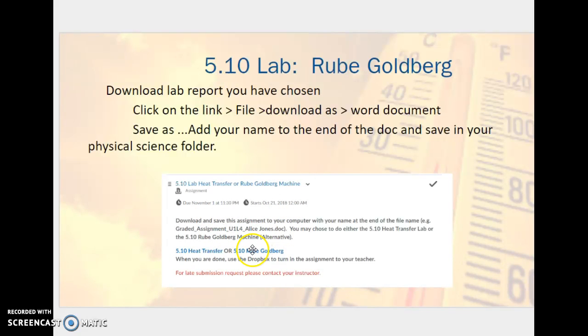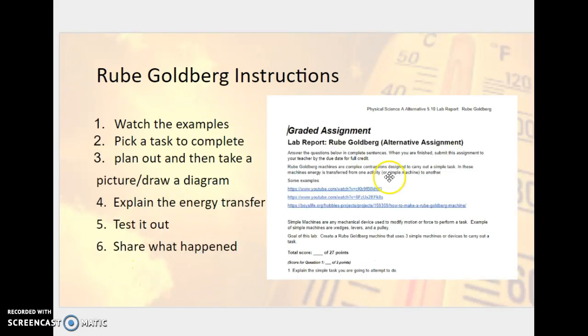So you'll click on this lab and you can go in and download the lab report to help you out. There are some examples. If you don't know what a Rube Goldberg is, then there's some examples and some helps here for you to use. What you would do is go in and watch the examples, then pick a task that you would like to complete, plan that out. You'll be providing either a diagram or a picture, a sketch of what you've drawn out. You're going to explain how you transferred energy from one activity to another, test it out, and then share what happens. And that's for the Rube Goldberg lab.